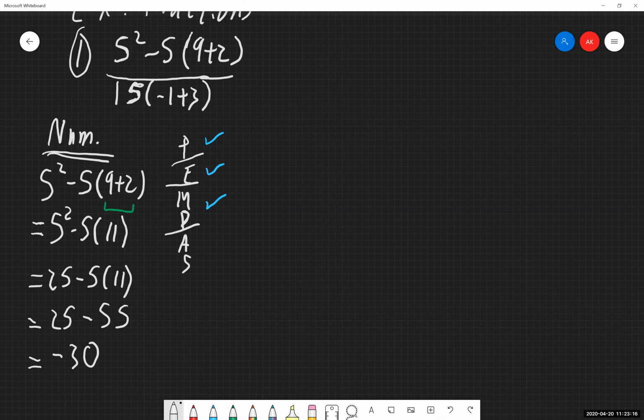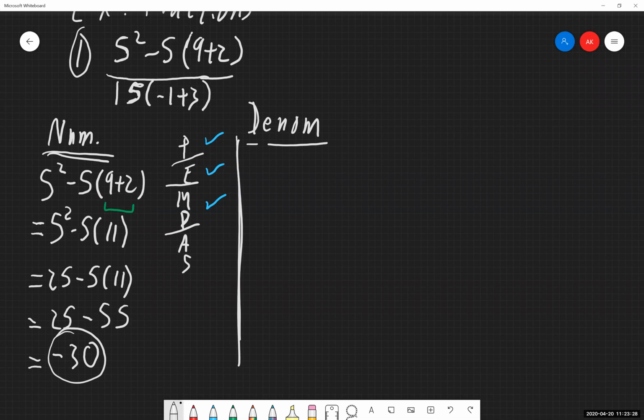So our numerator simplifies down to being just negative 30. So let's take a look now at our denominator. Again, just writing that in, and now using PEMDAS for that one as well.